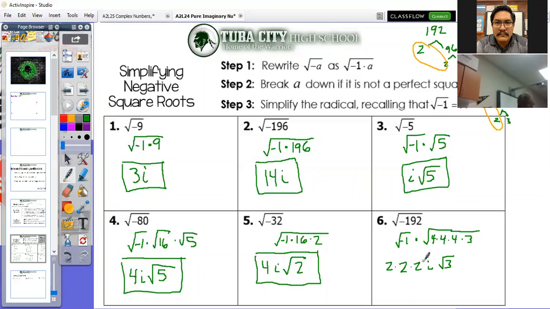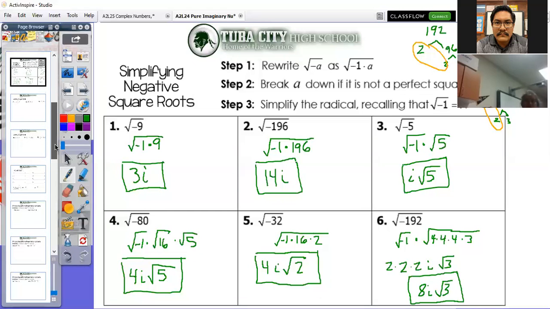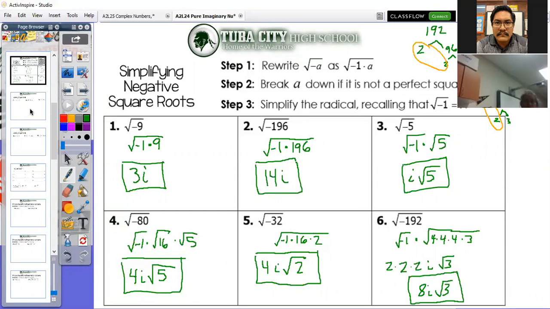And let's put these back together. So 2 times 2 times 2 is 8. i root 3. And that's the factoring method. So I completely factored the number, looked for the sets, and took those numbers out. So again, 2 times 2 times 2 is 8. So there we go. Looks like that's it for that one. And moving on.